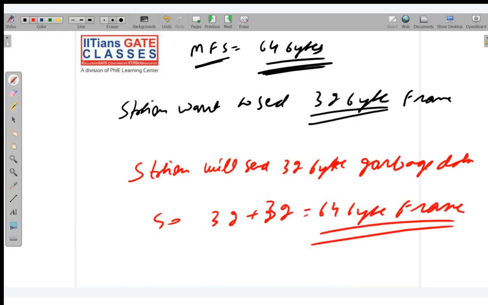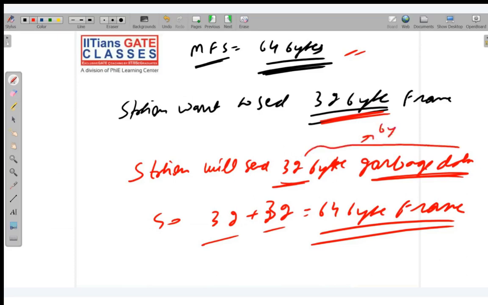So the requirement is that you have to send a 64 byte frame. What if you do not have 64 bytes? For example, if the station wants to send a 32 byte frame, it will send 32 bytes of garbage data. So 32 plus 32, that is a 64 byte frame it will send. We call it byte stuffing. So this is known as byte stuffing.